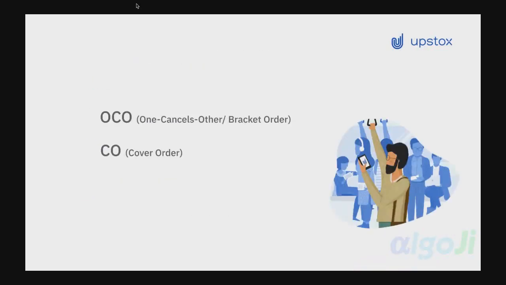Now coming to OCO and CO, these are two special types of orders that we allow you to place. OCO is called one cancels the other, and CO is called cover order. These two are not exactly one order; they are a set of orders. OCO is a 3-legged order, and CO is a 2-legged order. When you place a CO order, there will be one limit order that goes in front, and once that is executed, an automatic stop loss will get placed.